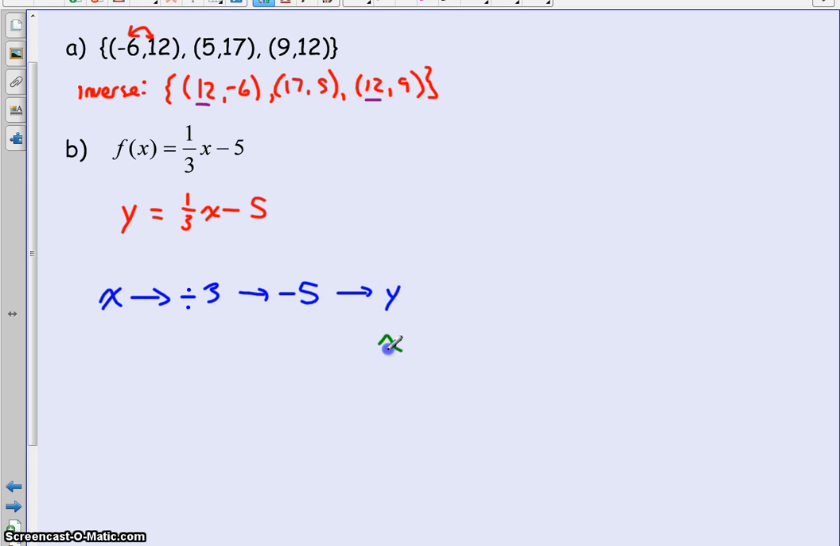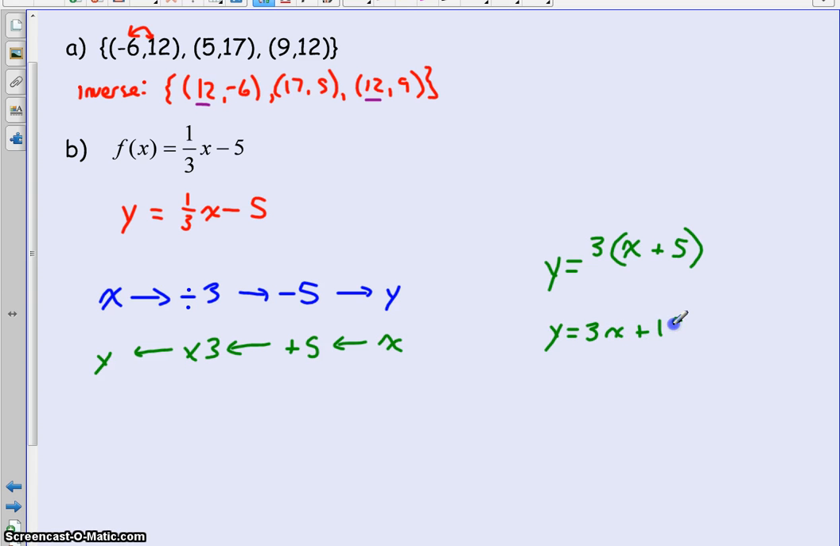So for our inverse, reverse the order, reverse the operation. So instead of subtracting 5, we're going to first add 5 to x. Okay, and then instead of dividing by 3, we're going to multiply by 3, and that should give us y. So how are we going to do that? So y is going to be equal to, I'm going to take x, add 5, and then multiply by 3. Okay, so that's going to simplify into 3x plus 15. And that's going to be the equation of my inverse. So the inverse is a function, it's just a line. So I'll write this as f inverse of x equals 3x plus 15.